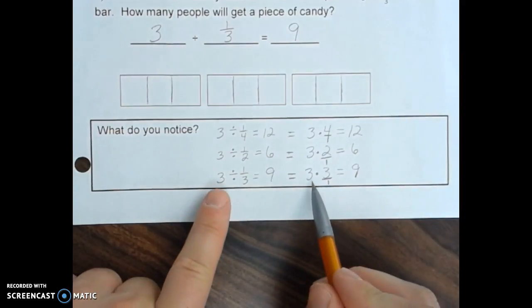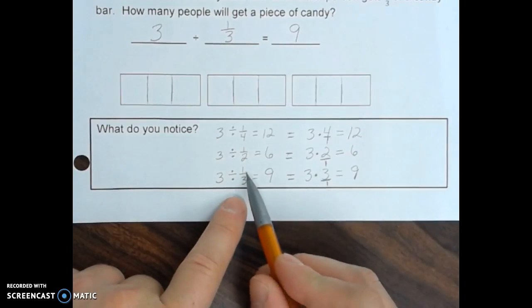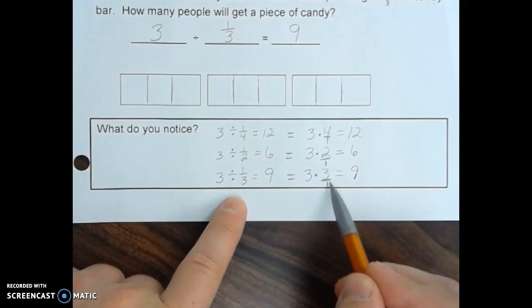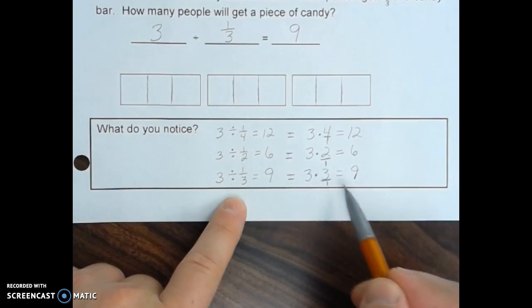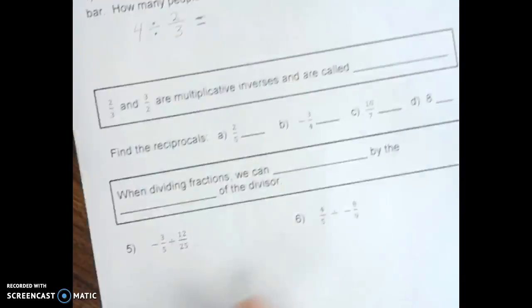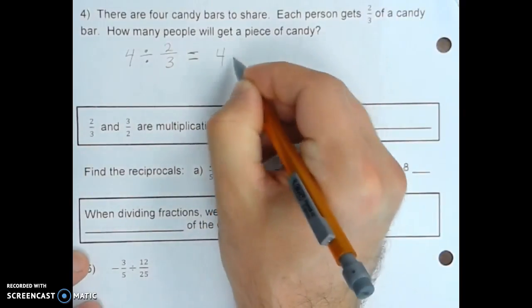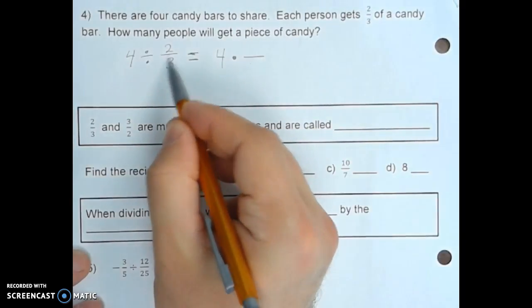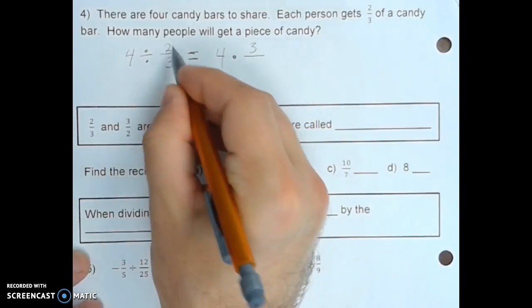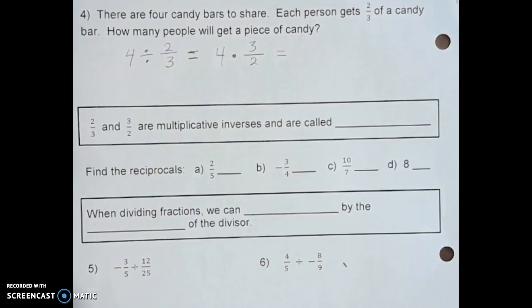So what I'm doing here, I'm essentially keeping that first number the same, and instead of dividing, I'm going to multiply by this fraction kind of flipped over. You see how now this denominator became the numerator, this numerator became the denominator. Well, if I do that on this example here, this is going to change into 4 times, and now I'm going to make this denominator the numerator, and this numerator the denominator, and I'm going to see what I would get when I multiply it here.